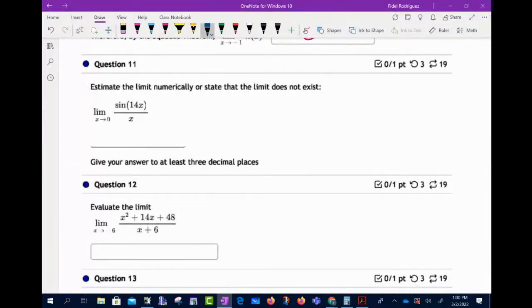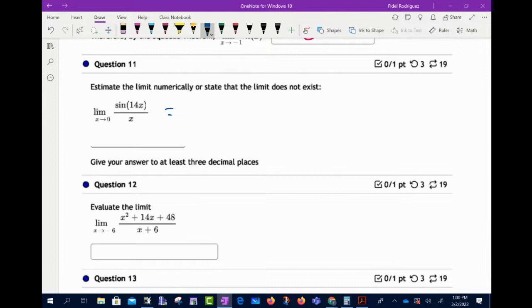That's the idea. Y'all, question. What do you think you should do here? What would be the first approach? Plug it in. Good. Thank you, Steve. Sine of 14 times 0 over 0. So this is a sine of 0, over 0. Which you say, okay, well, we know we can't do that. Okay, all right. We're going to try a second approach.